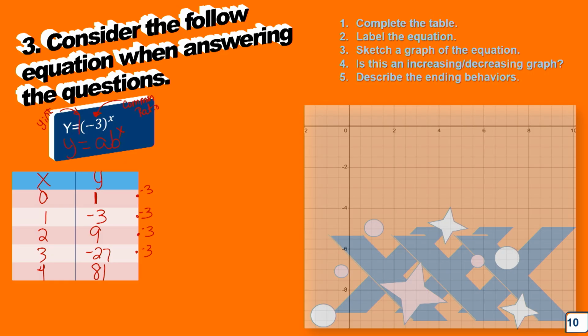So I've got 0 at 1. So let's say 0, 1. And then I have 1 at negative 3. And then I would have 2 at 9, which is going to be up here. And then I'd have 3 at negative 27, which would be down here. And then I had 4 at 81. So, Ms. Killen, that looks a little strange.